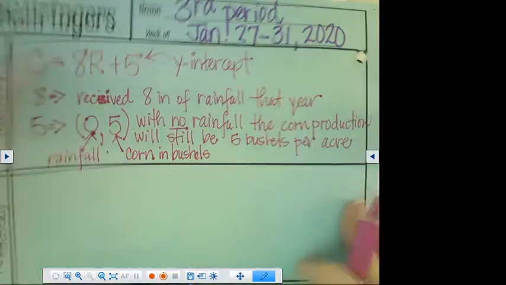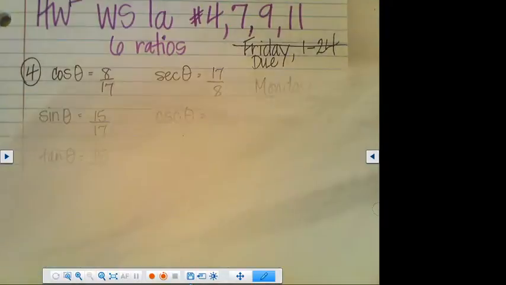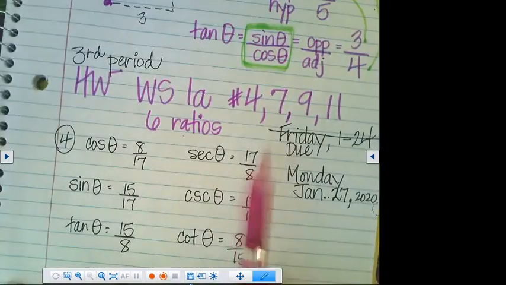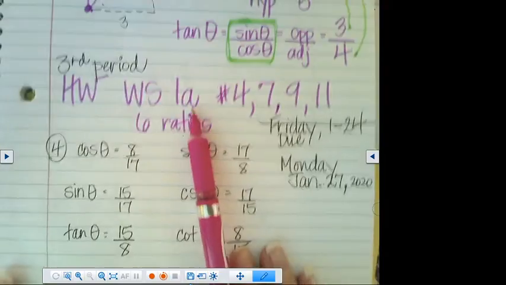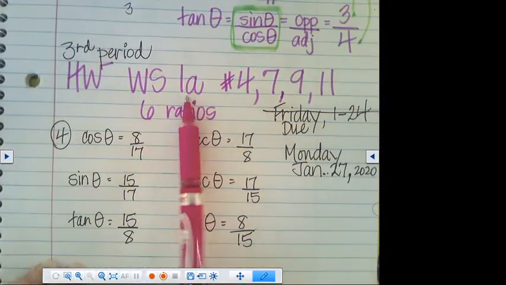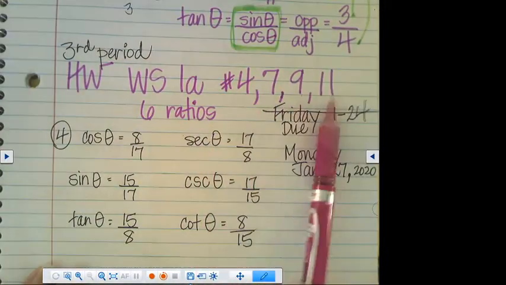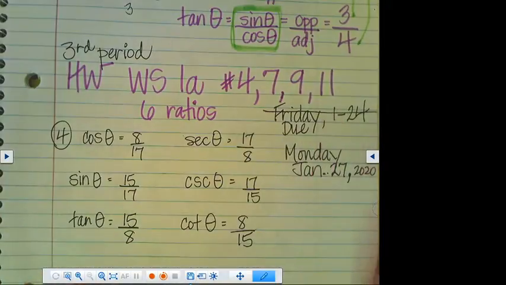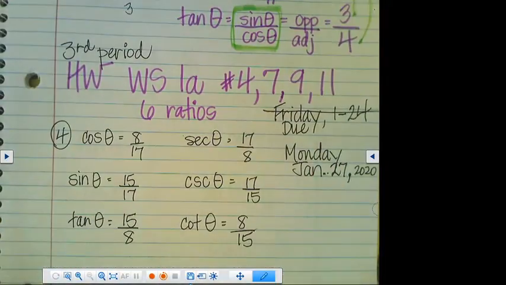Thank you. Now, let's check that homework. So we started our right triangle unit. Your homework, you just had a little bit of work on 1A. We did 4, 7, 9, 11. Very good, and you guys had it, so good job. All right, let's check those answers.